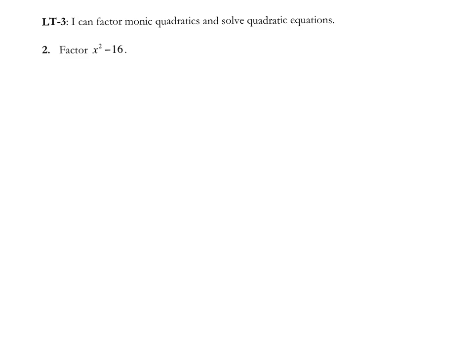Number 2 is a little bit trickier. This is the expression x squared minus 16. What's trickier about this one is that it doesn't have a middle term, it doesn't have an x term. So whenever I see something like this, I'm always going to rewrite it with that middle term written as plus 0x, because there really is a middle term in there. There are just 0 x's. And in that way, we can follow the same procedure as we have been for our other monic quadratics.